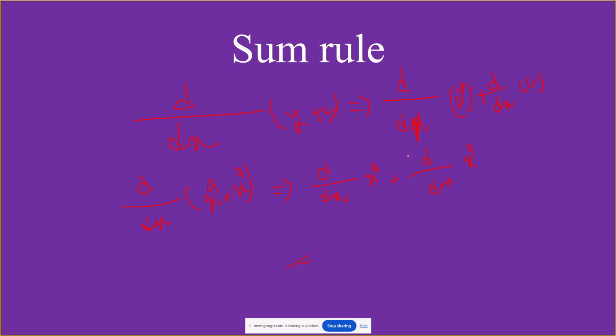When we do this, we know what the power rule is. We will be getting 4x cubed plus, and for this one we will be getting 9x to the power 8. So basically this was our sum rule, which we will be using all through differentiation.